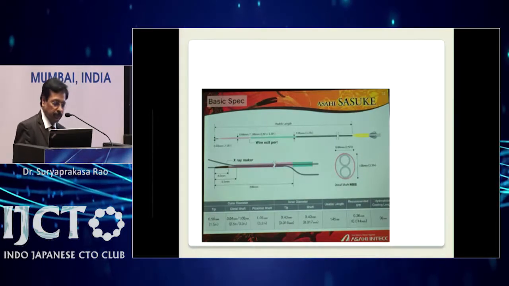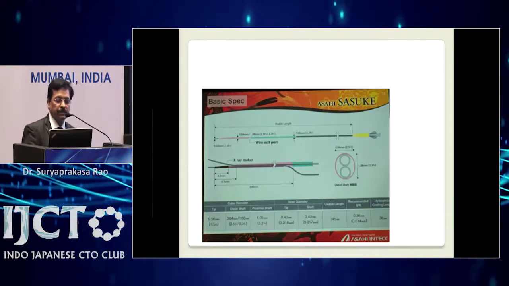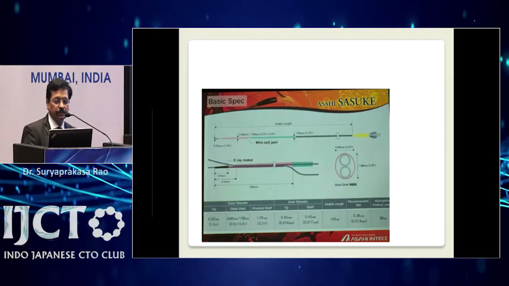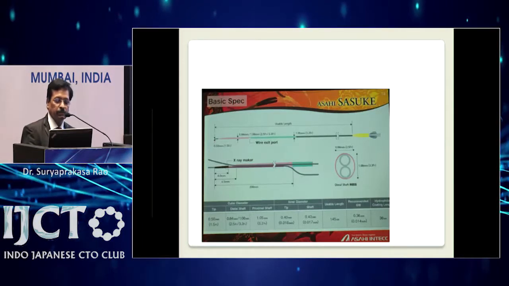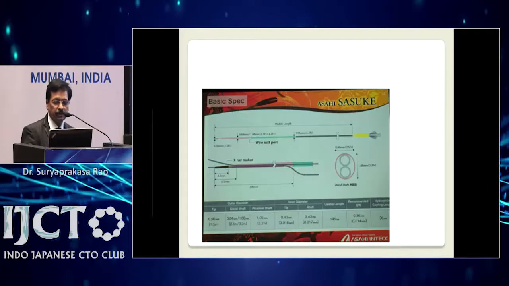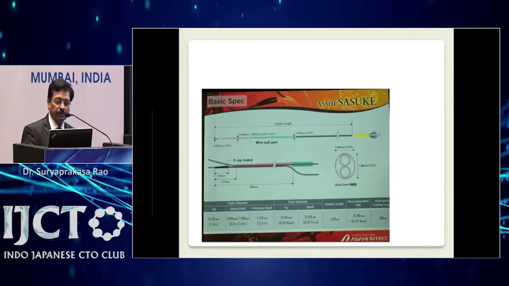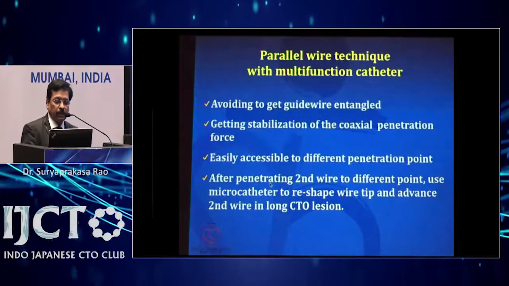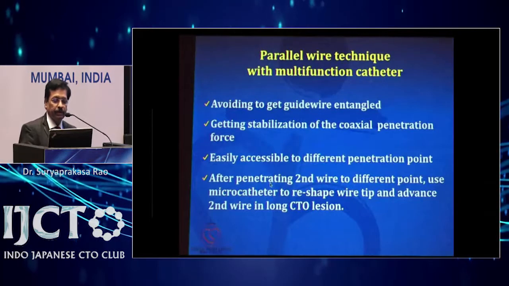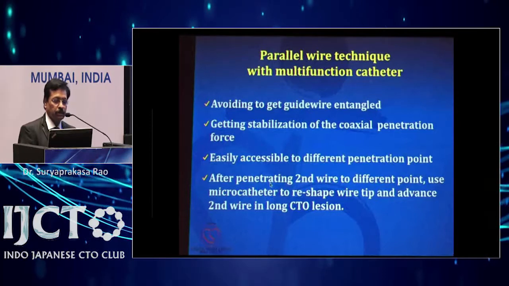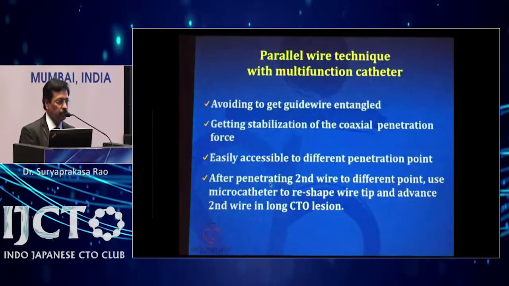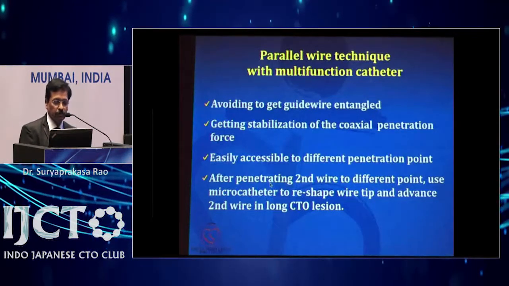So this is the Sasuke catheter. The only difference is the length between the distal two ports, and it's a more flexible catheter. It's not available with us, but we happen to work on it with some samples given by our Japanese colleagues. The parallel wire technique can be used either without the microcatheter or with the microcatheter. Both ways you can use.